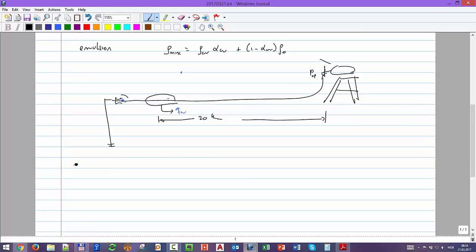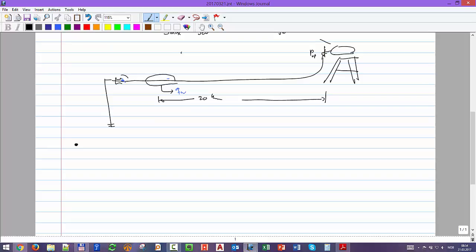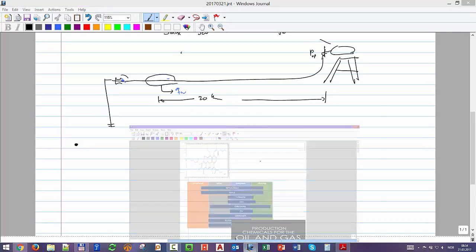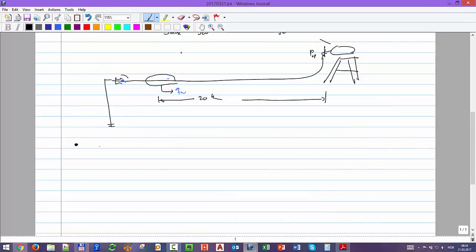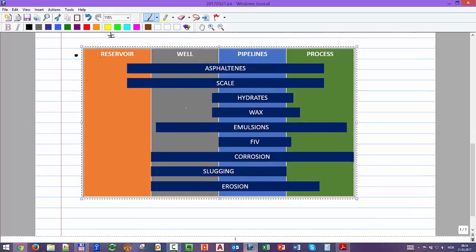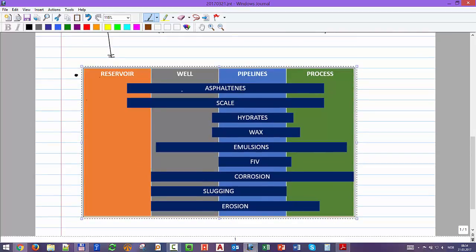Okay, so now, I think I didn't show this diagram last class. Where is each problem acting? We went through all the problems, more or less the most important ones. Basically, asphaltenes we can have all the way from the reservoir to the process. Scale also, scaling in the near wellbore formation, is an issue.